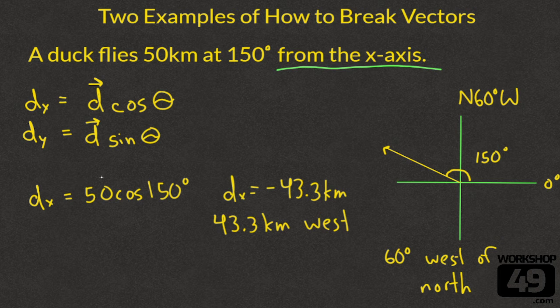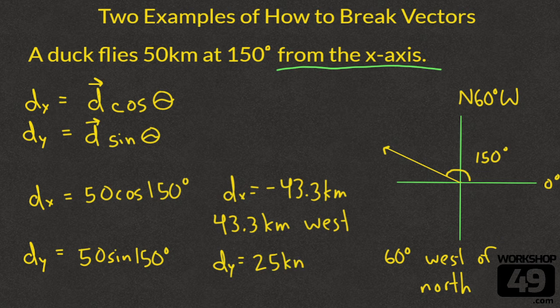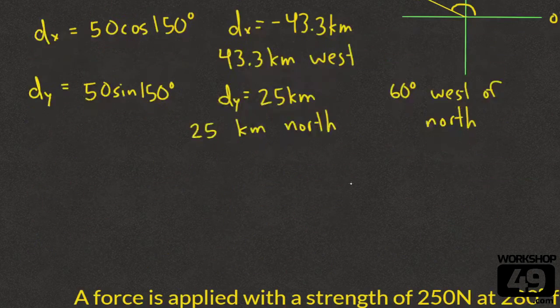Same with our y components. If you get positive, that means north. If you get negative, that means south. We can fill in our dy, our y component of our vector, which is going to equal 50 sine 150 degrees. Again, dy equals 25 kilometers. Because this is a positive value, we can say that that is 25 kilometers north. This vector has now been broken. Let's go ahead. We're going to do one more example.